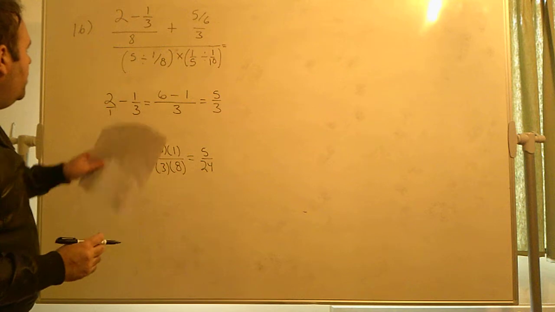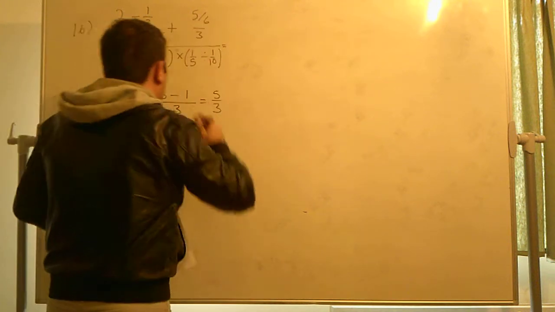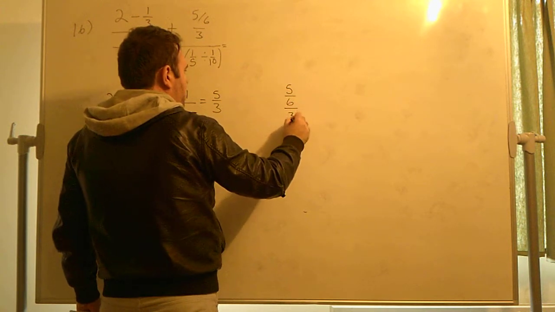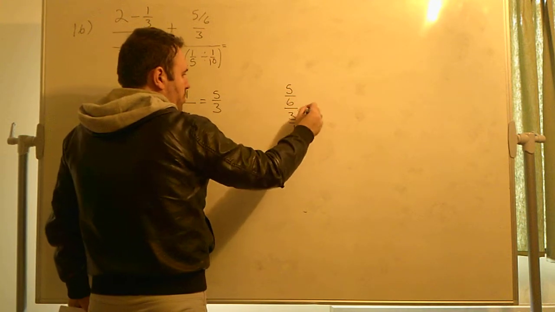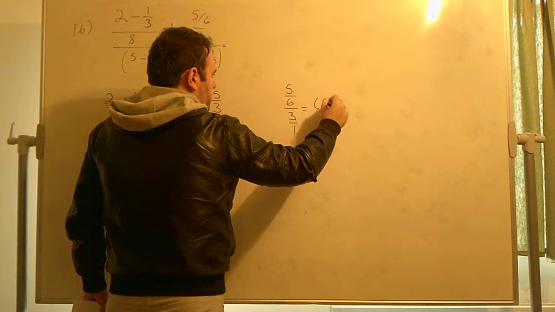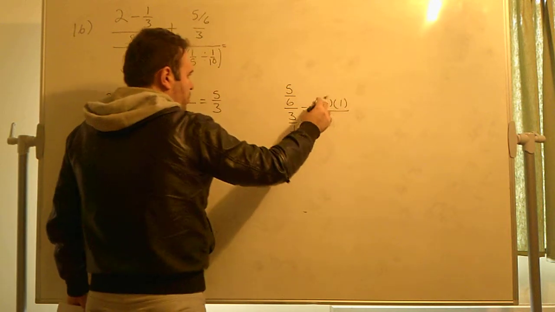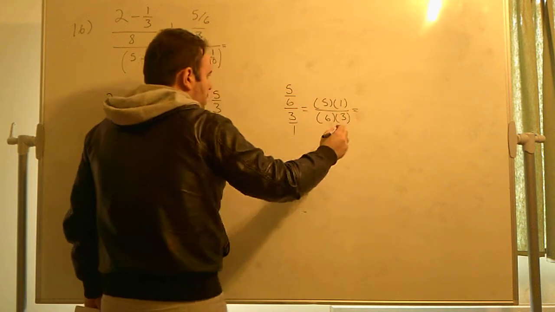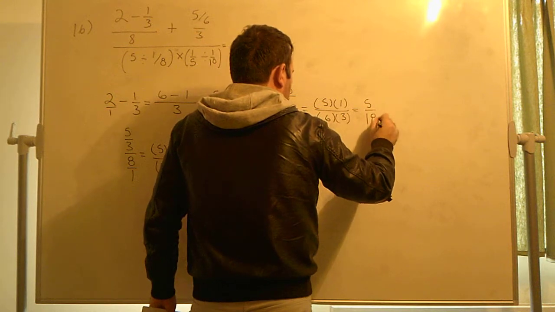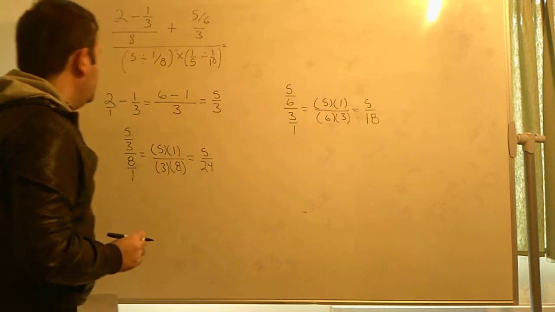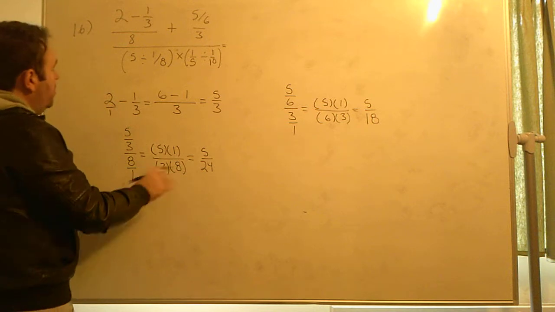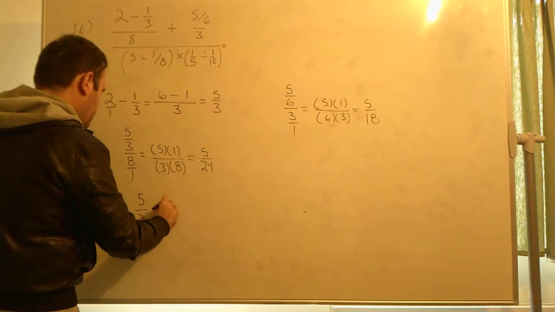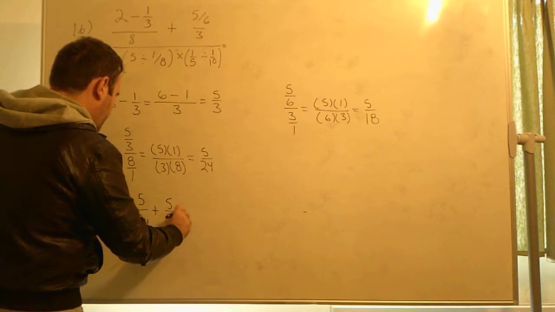Okay? Now we're going to work with this one. We have 5/6 divided by 3, and remember that this 3 is divided by 1, so 5 times 1 would be in the numerator, and then we will have 6 times 3, and this would be 5/18. So we need to add them all, so this would be 5/24 plus 5/18.